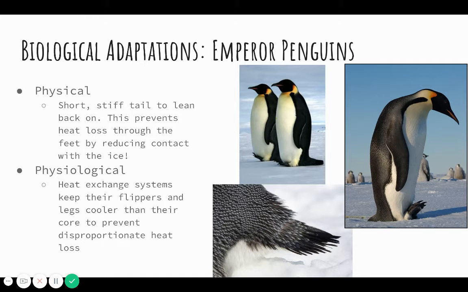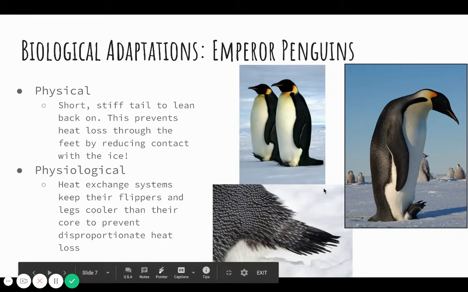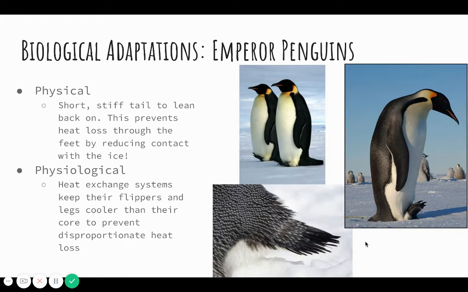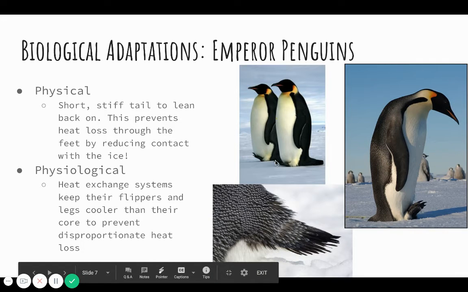Last week, I was all about moths. Today, it's emperor penguins. All right. Their physical adaptation, they have a short, stiff tail to lean back on. So this prevents heat loss through their feet by reducing contact with the ice. So here are some cute examples of penguins leaning back on their strong tails.